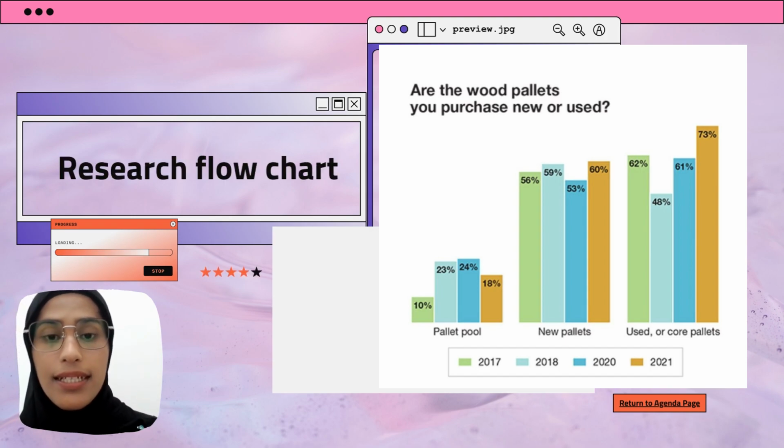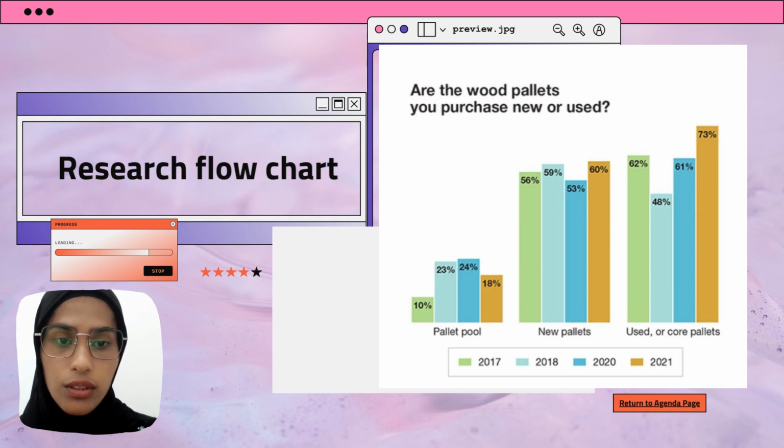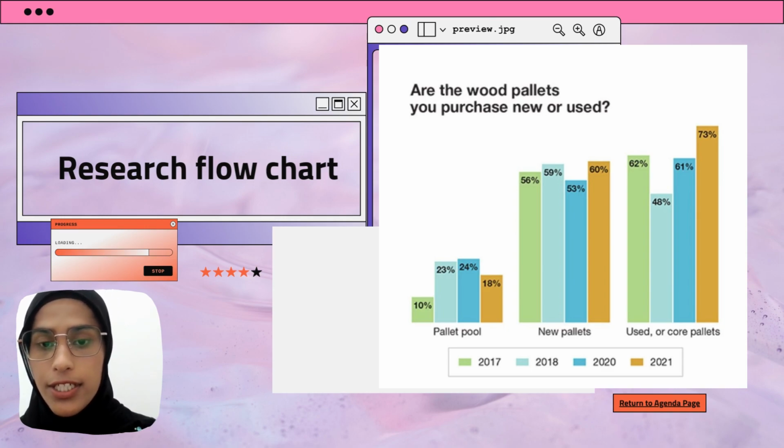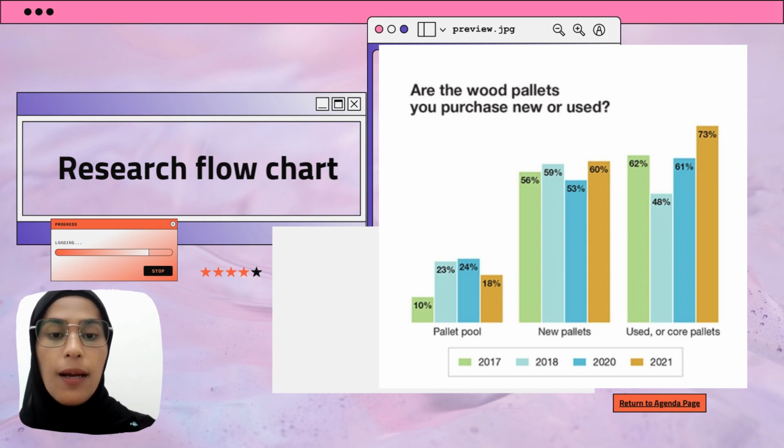Next, I want to present about the research and flow chart part. From the graph, we can see the usage of new pallets from 2017 till 2021 is very high. The usage of pallets shows about 53% till 60%. Then we can conclude that waste pallets from construction and other departments are very high. Based on research, the price of new pallets is very affordable, cheaper and relative.